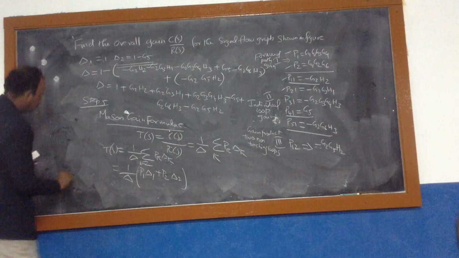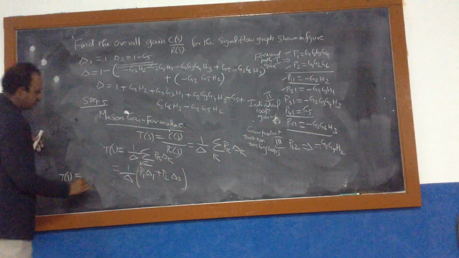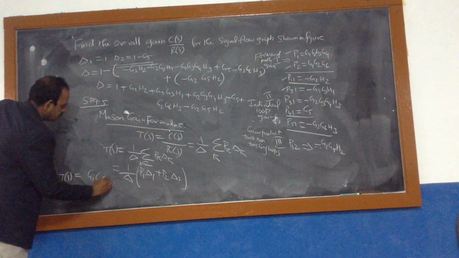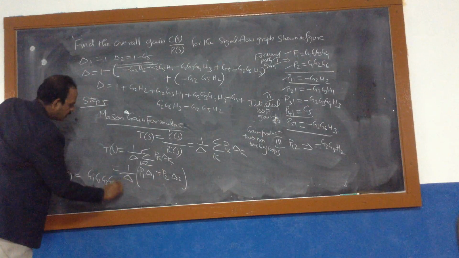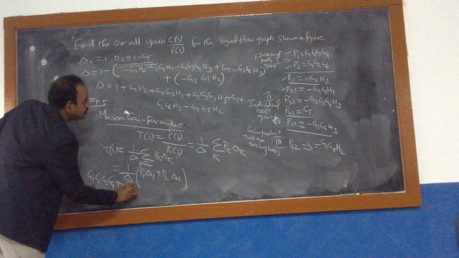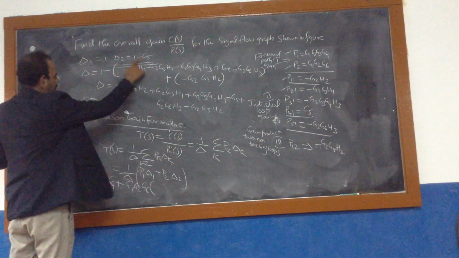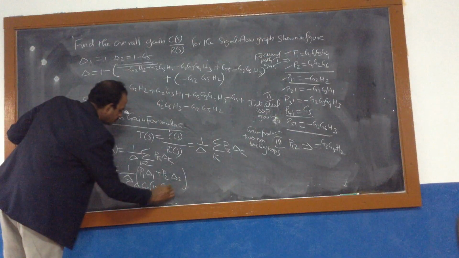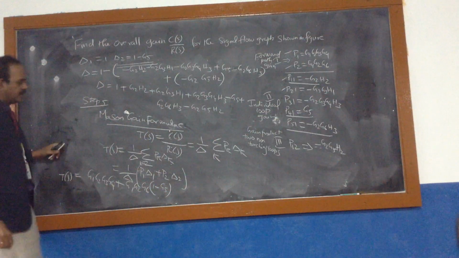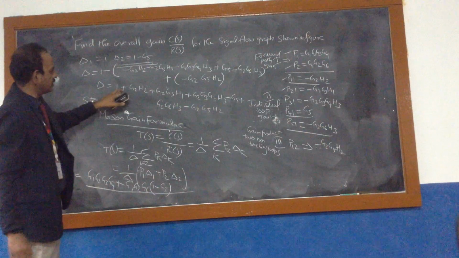Now I am going to substitute into T of S. What is P1? P1 is G1 G2 G3 G4, and del 1 is 1. P2 is G1 G2 G6, and del 2 is 1 minus G5. The whole is divided by the del value. So what is the del value, substituted here?